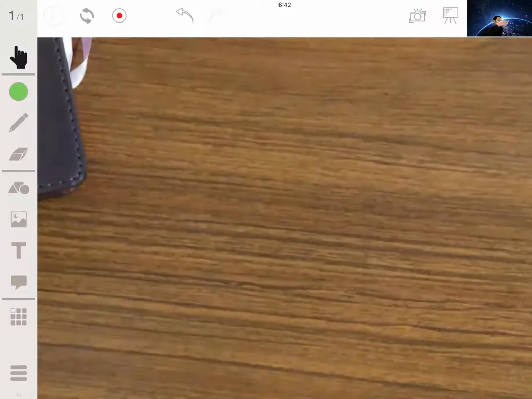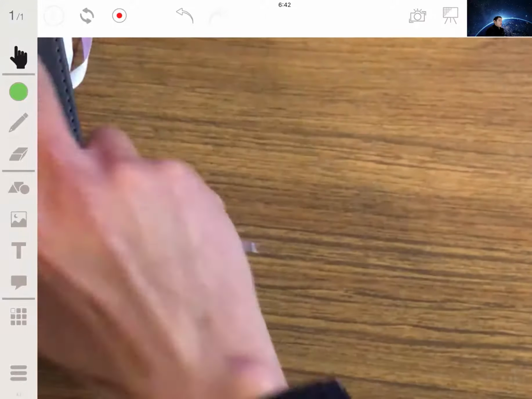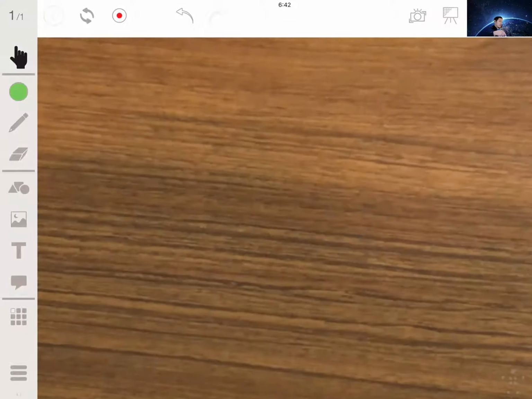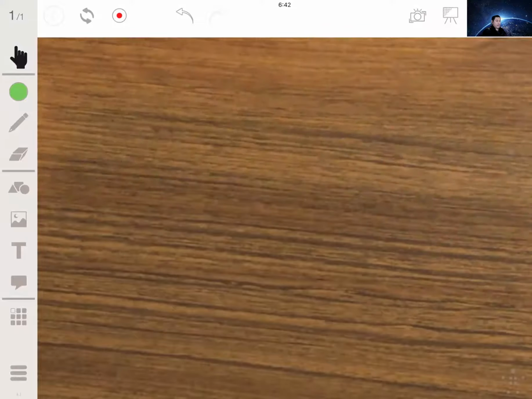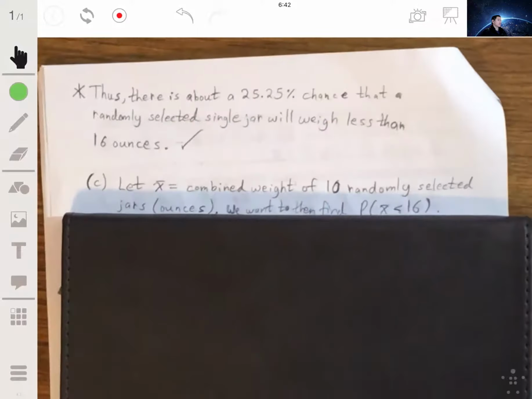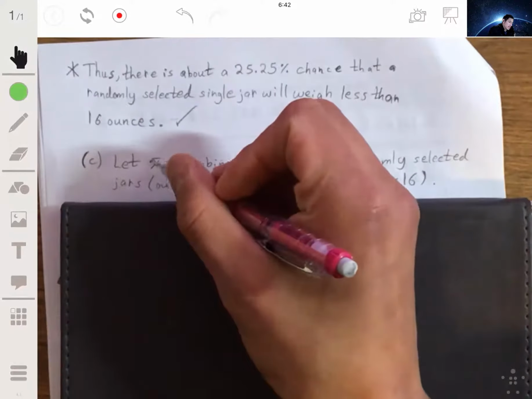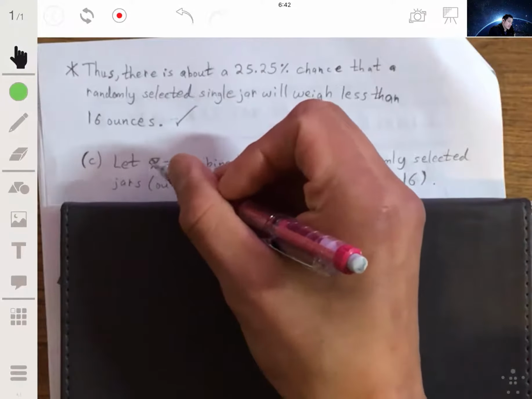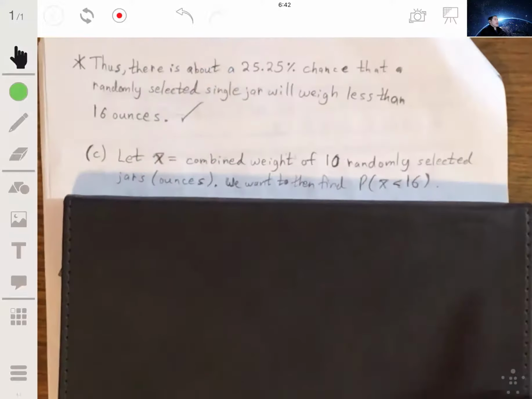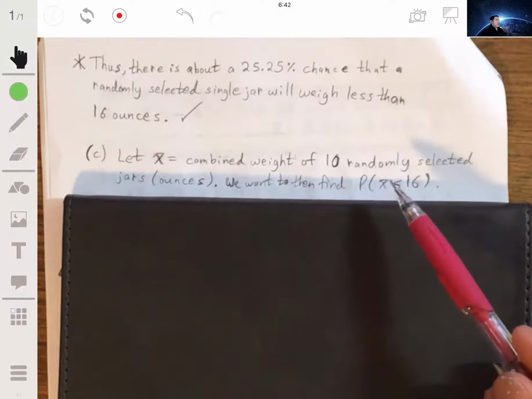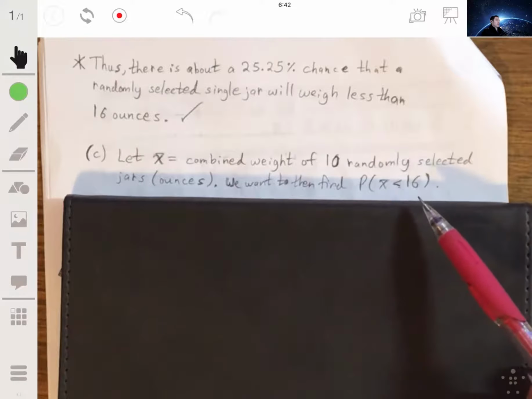Okay, so now this is where we're going to apply some of the principles that we learned in this chapter. So first, again, let's define our variable. We're taking a sample mean. We're not taking a single individual value. So we're going to have X bar represent the average weight of 10 randomly selected jars measured in ounces. And so we want to find the probability that X bar is less than 16.